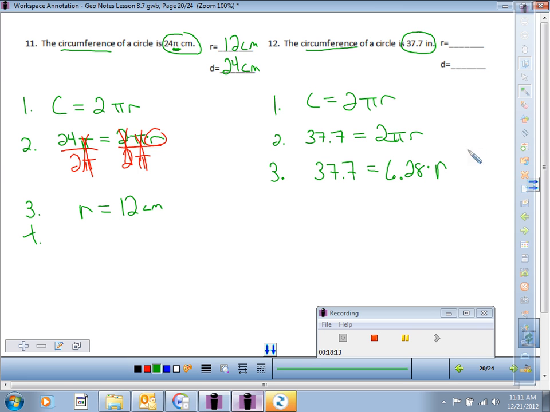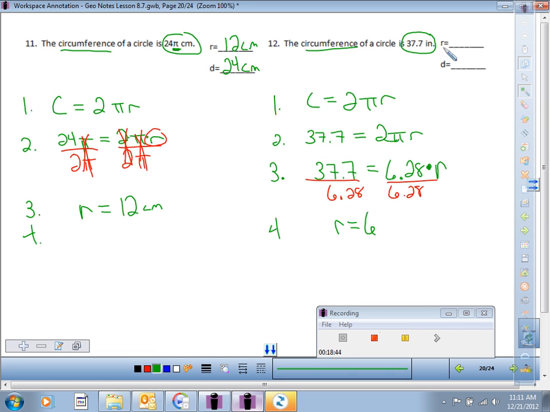628, 625, 623, all that good stuff. Now what we can do is we can take that. That's a multiplication. We can get rid of that times 6.28 by simply dividing by 6.28. Now, you could do this in your calculator. You could do this by dividing by 2 and dividing by pi. I just like to do it all at once. So I take 37.7, divide that by 6.28, and your answer is going to be 6. So the radius is 6.